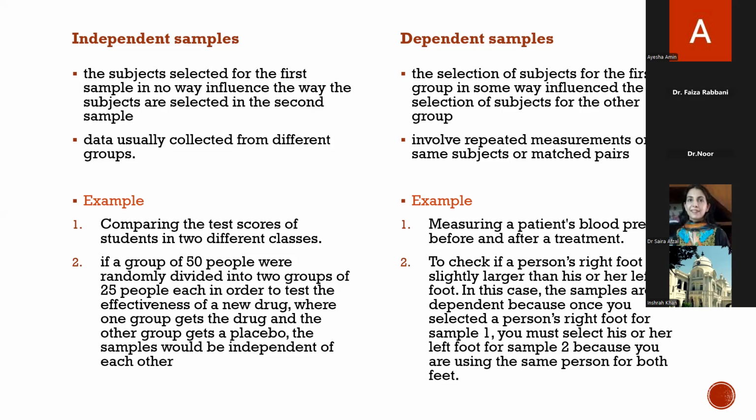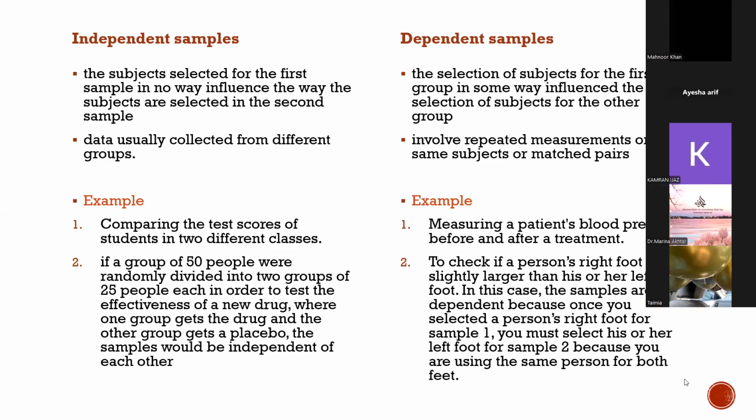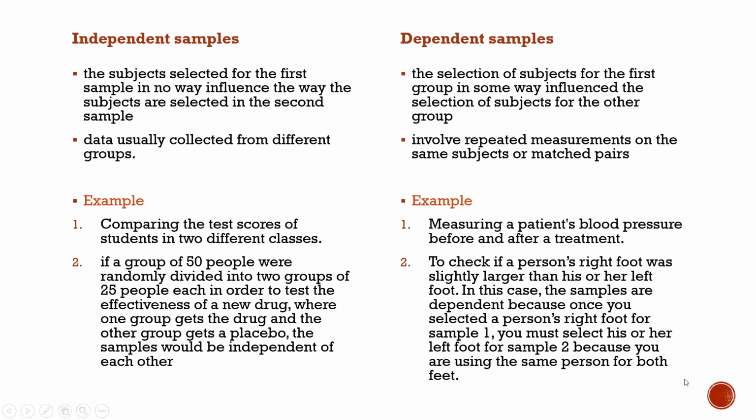And what are dependent samples? The selection of the subjects for the first group in no way influences the selection of the subjects for the other group in independent samples. What comes here is that you involve repeated measurement on the same subject or matched pairs. For example, if you are measuring the blood pressure before and after a treatment, you have only one group, and you have pre-test and post-test measurements.